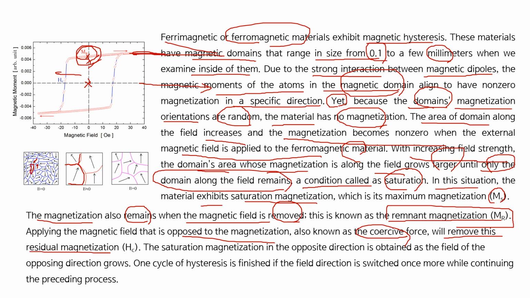So if we want to remove this remnant magnetization, we have to apply the coercive field Hc. Then the magnetization will become zero. Okay. The saturation magnetization in the opposite direction is obtained as the field of the opposing direction grows. So if we increase the field in the opposite direction, then it will be saturated in this direction.